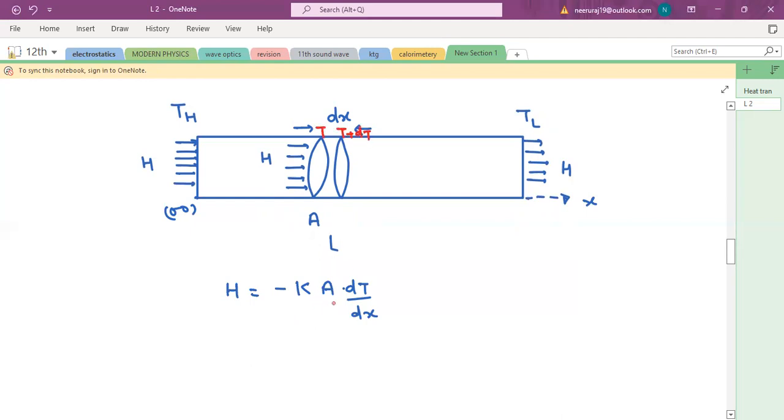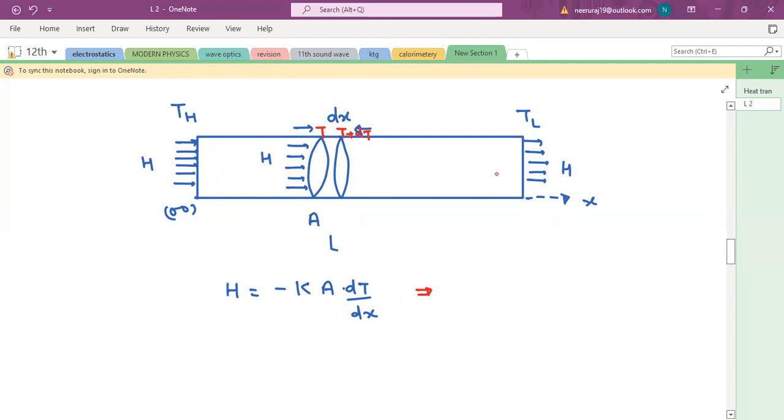Now I want to write down this formula for the complete rod. So how do we create it? You should not think that in this small length the current flow is something, so in the total length the current flow will be something different. No, whatever be the current flow in this small length, the same current will flow through the complete length.